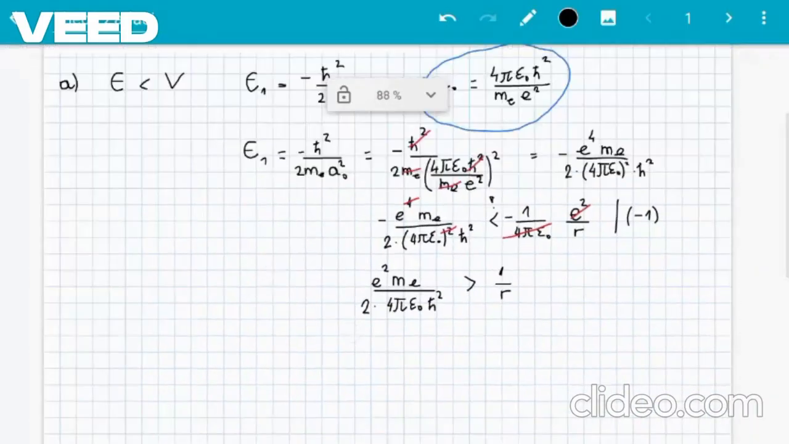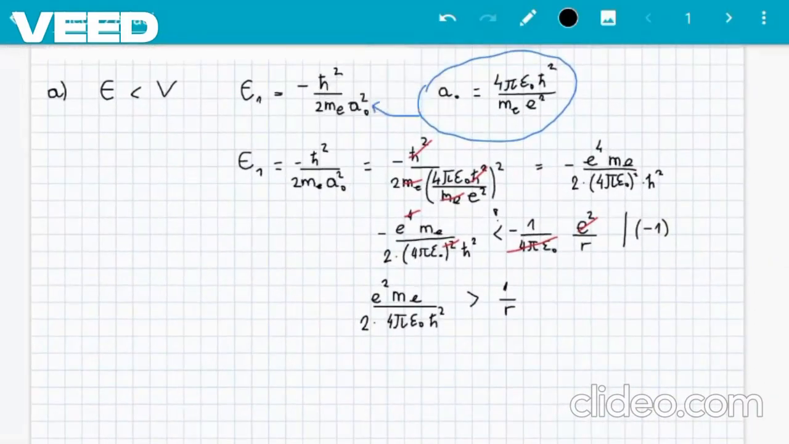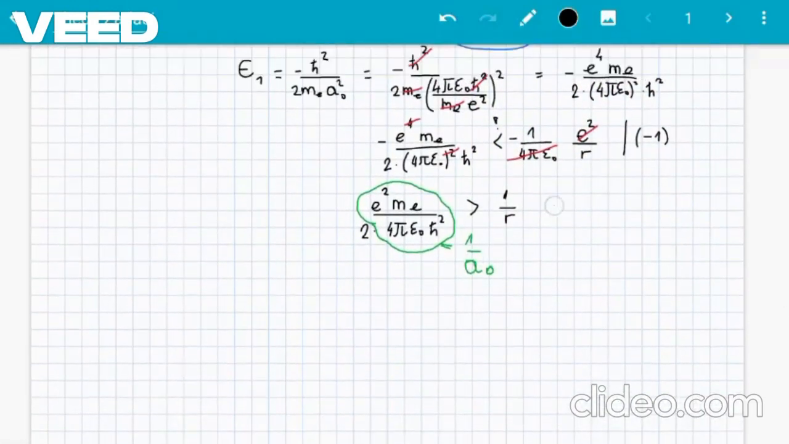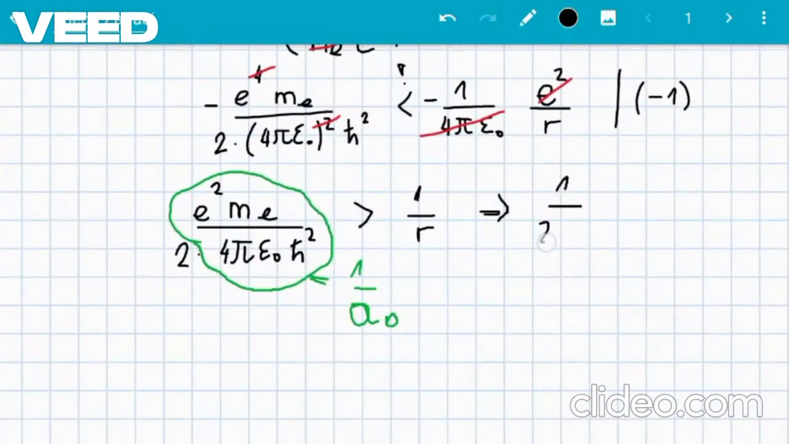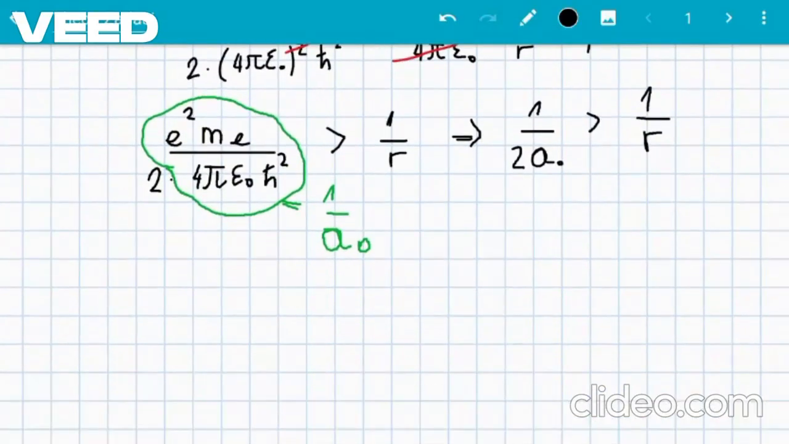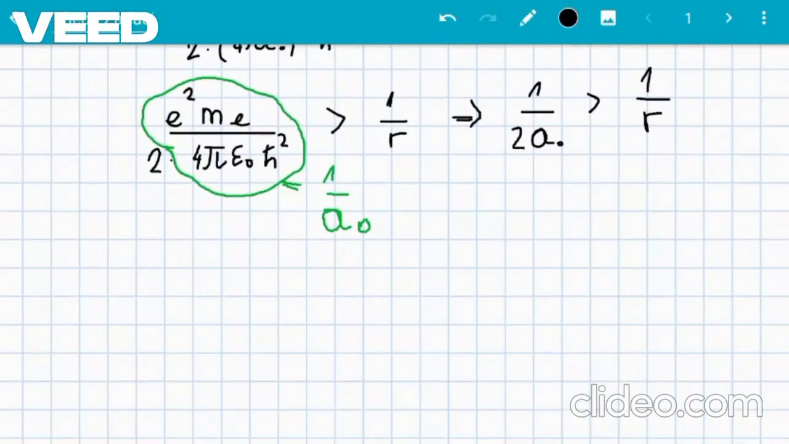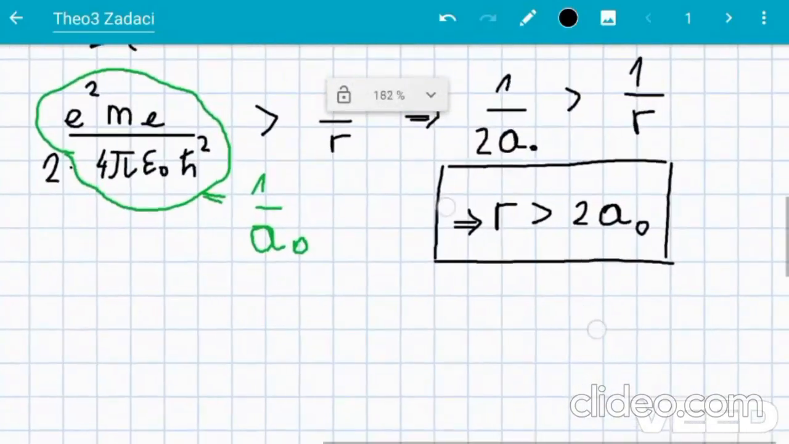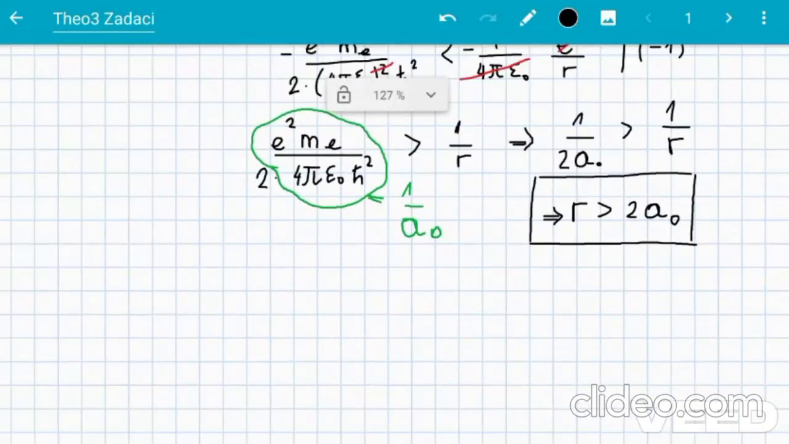If we look at the Bohr radius and compare it to the expression we have here, that's just the inverted Bohr radius, 1 over a naught. So that gives us 1 over 2 a naught is greater than 1 over r. When we take the inverse again, the sign flips again, so r is greater than 2 a naught. That's the forbidden area we wanted to find: if the electron is farther than 2 times the Bohr radius, that is classically forbidden.